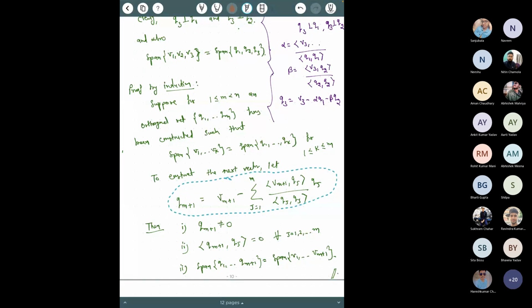What would be my Qk plus 1? So it is in a span. Span of what? Span of Q1, Q2, Qk. How? So what would be Qk plus 1? So Vk plus 1. How?